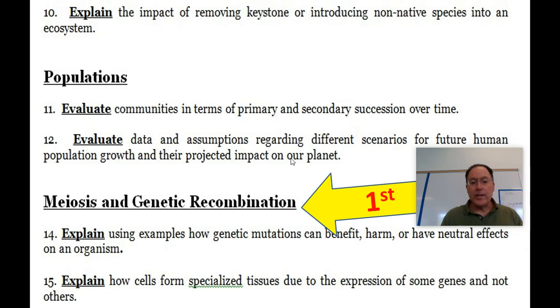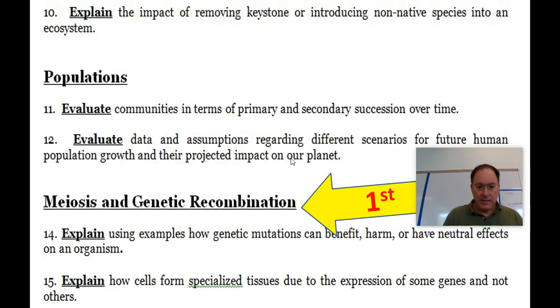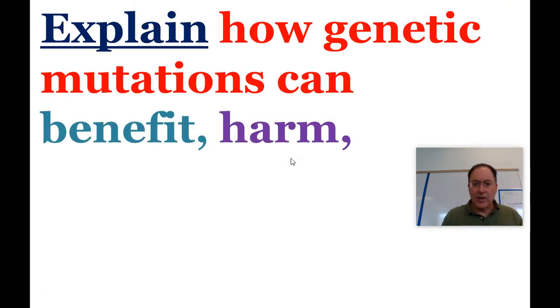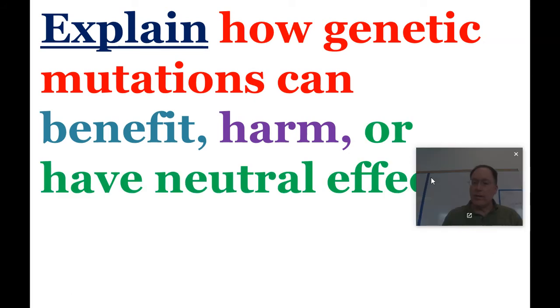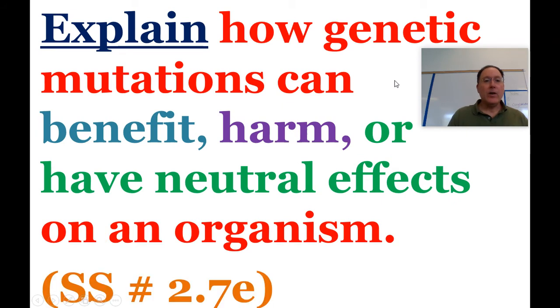So you can follow along on this piece of paper, number 14, and maybe write some notes. Explain how genetic mutations can benefit, harm, or have a neutral effect on an organism. Think about that for a second. What would you say right now? Or what would you write if this was your question right now off the top of your head?